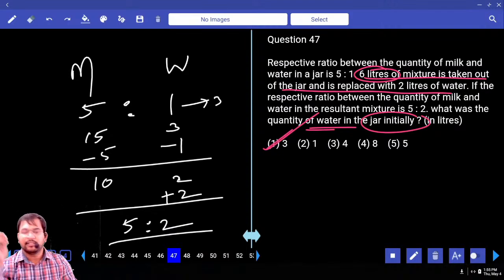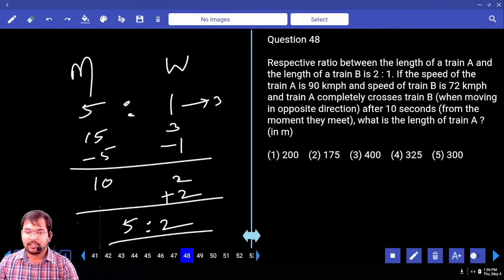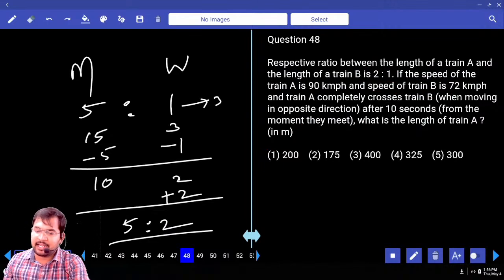All of it clear, na? Next. The respective ratio between the length of train A and length of train B is 2:1. If the speeds of train A and train B are 90 and 72 km/h respectively, they take 10 seconds to cross each other in opposite directions. What is the length of train A?